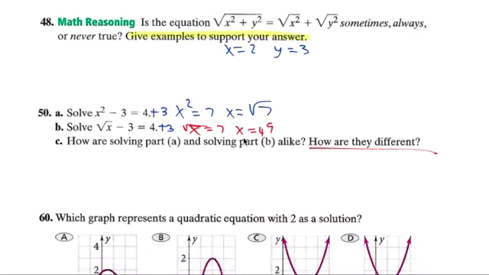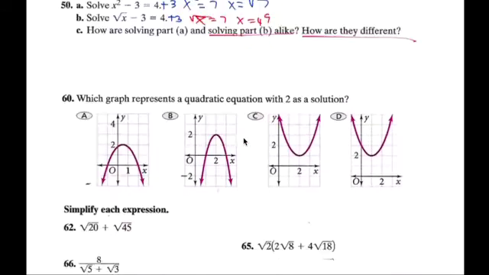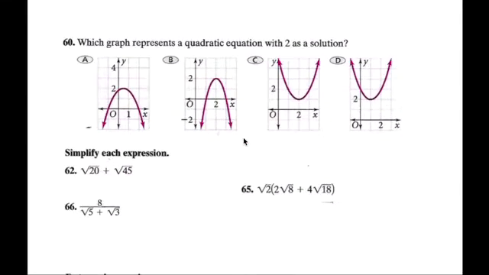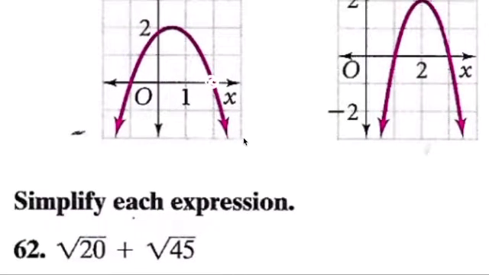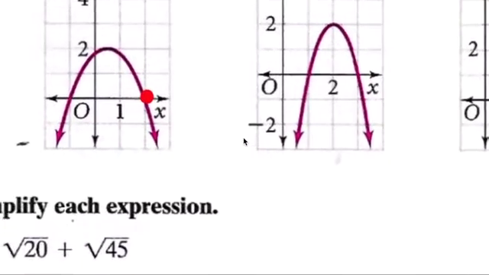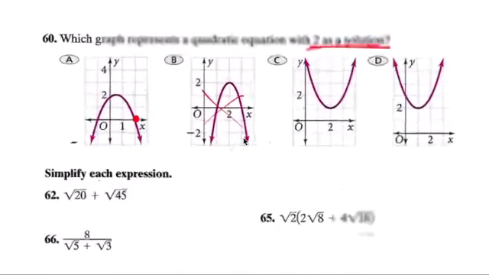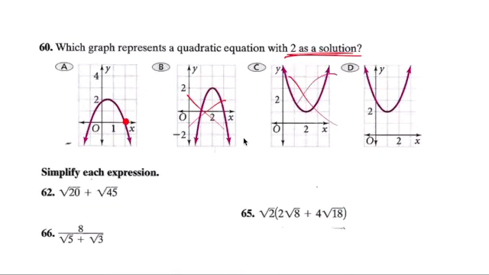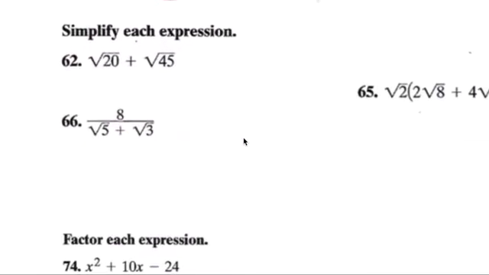How are they different? How are they alike? Two as a solution. Which one has 2? Right here. 2 is a solution. This one doesn't have 2 as a solution, so that's not it. These don't even have solutions, right? Okay, make sure you know how to do these.